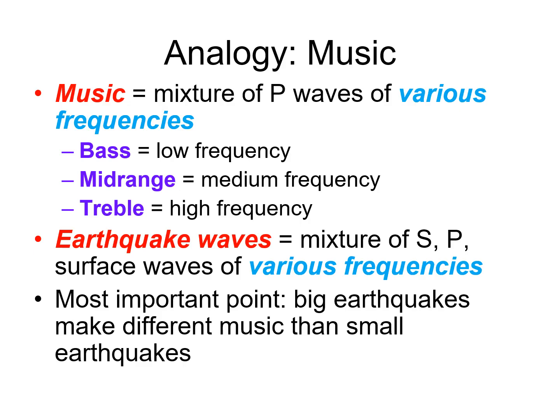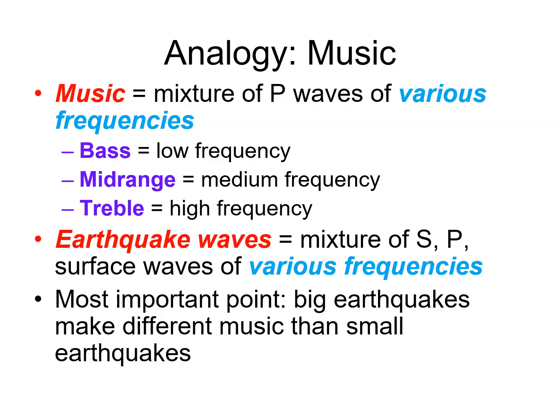Here's the thing. Earthquake waves, even though they have a different origin, can be described in terms of their frequency spectrum exactly like music waves. Just like music, earthquake waves are complex mixtures of low frequency shaking, the earth equivalent of bass, medium frequency shaking, the earth equivalent of mid-range, and high frequency shaking, the earth equivalent of treble. These earthquake waves may include P, S, or surface waves, but they're all mixtures of waves with different frequencies, just like music.